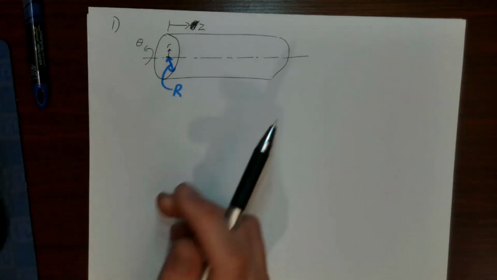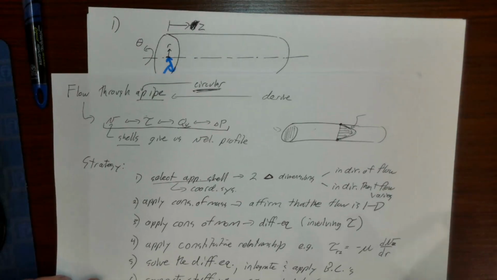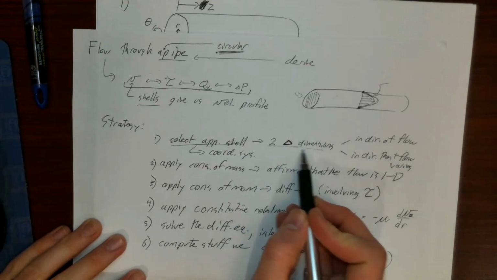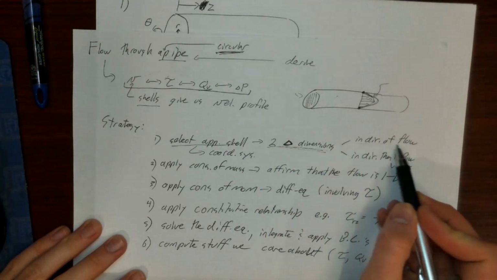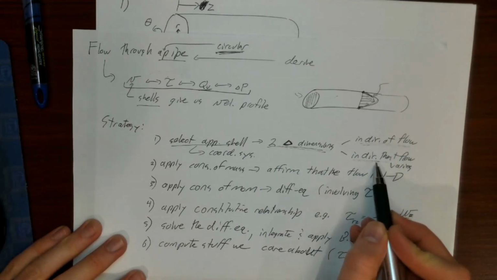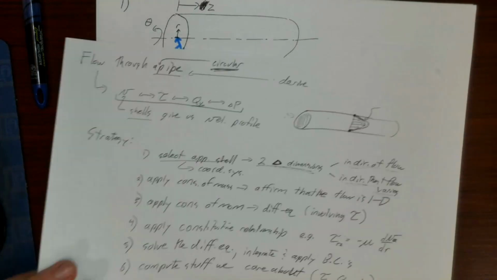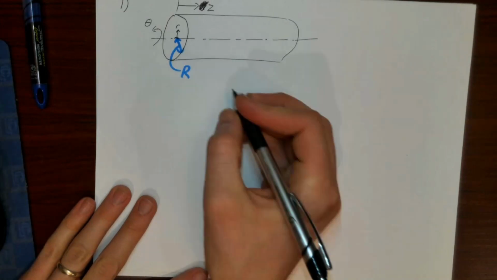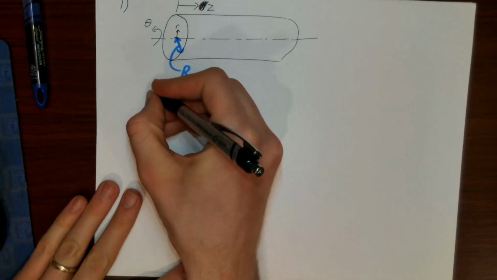Now let's go ahead and define our shell within this control volume. And in particular, for these problems, we generally want to choose 2 delta dimensions. We'll choose one in the direction of flow and another in the direction that flow varies. So in the direction of flow, right, we anticipate flow.